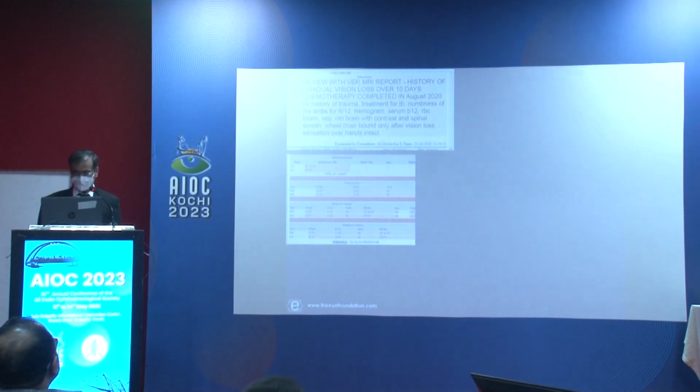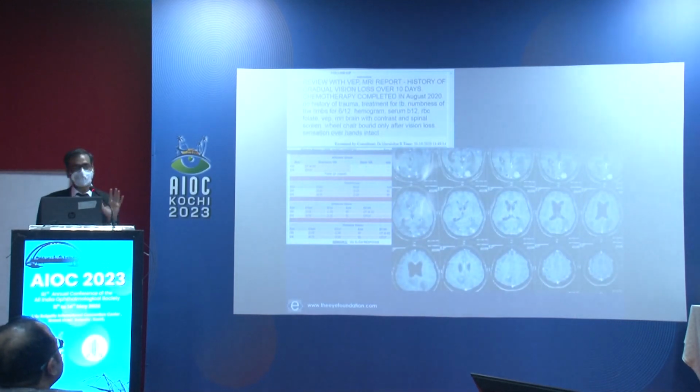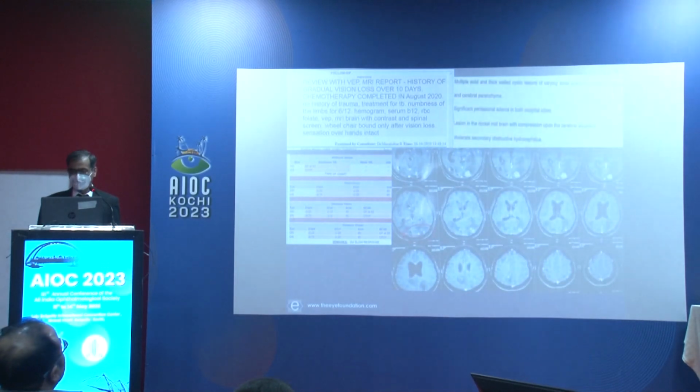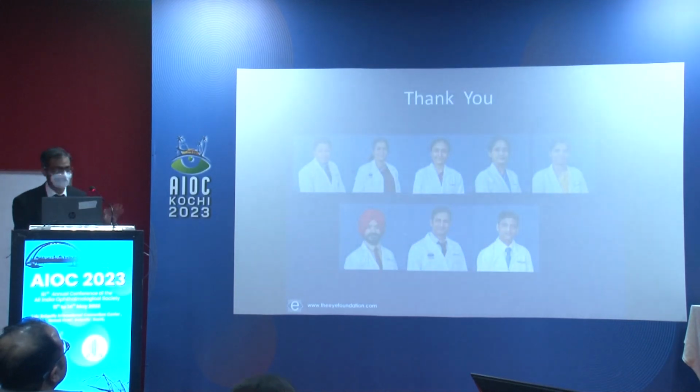So we decided to get her imaged, and her chemotherapy was completed 6 years back. And if you notice here, there are multiple metastases in the occipital lobe. And what would have happened if we had just dismissed her as malingering? So multiple lesions in the occipital lobe. So remember the statokinetic dissociation. That is my last slide.